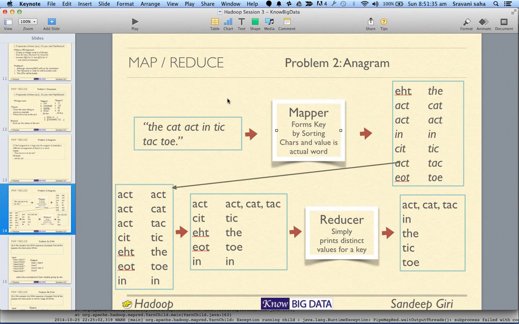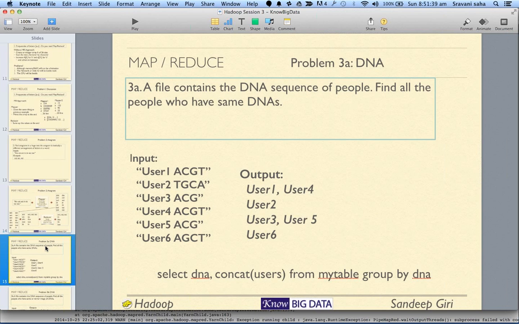Now let's move on to the next set of problems. The next set of problems is quite simple. Third A. You are given the DNA sequence of all the people and find the people who have the same DNAs. Anyone?